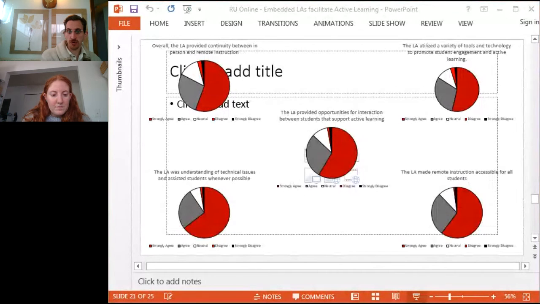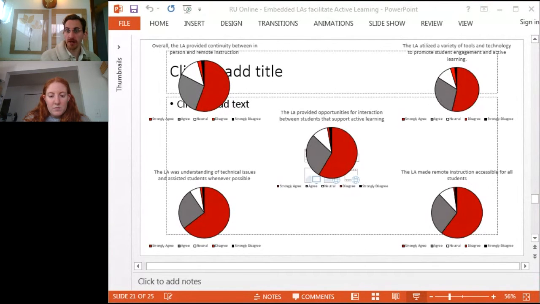Could everyone see these graphs okay? So we see here that we asked questions like, overall, the LA provided continuity between in-person and remote instruction. And we had a lot of agreement with that. We had approximately 85% agreement overall with that question, and very little disagreement.